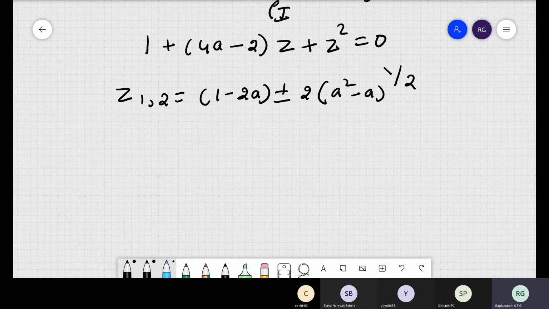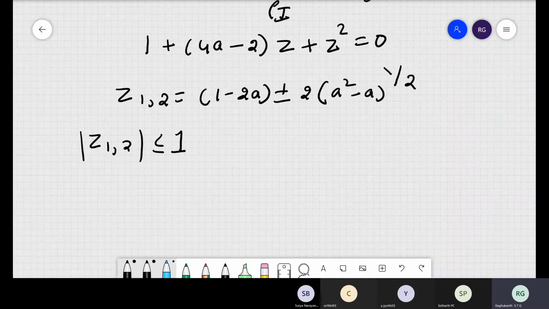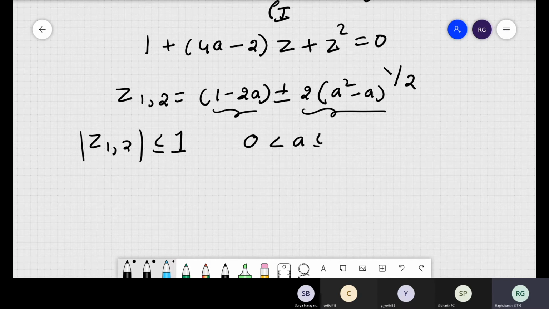Now for this algorithm to be stable, what is the criteria? If you want stable results, what should be the condition on z? It should be less than 1. So your z1, 2 should be less than or equal to 1. What should be the condition on a? Now your z depends on a, so one can show that if a lies from 0 to 1, then z also will lie less than 1. So this is our criteria.